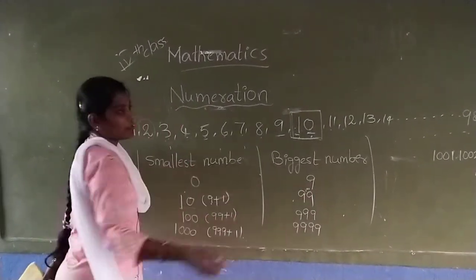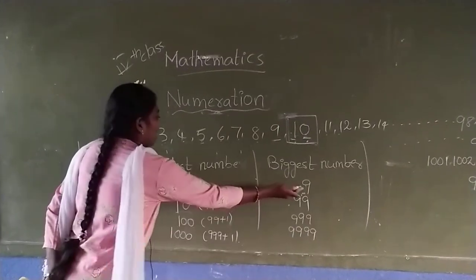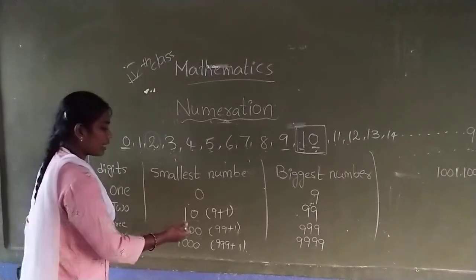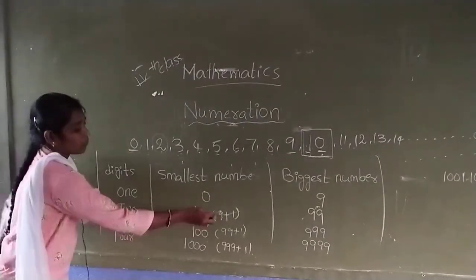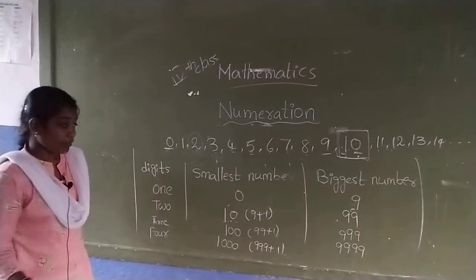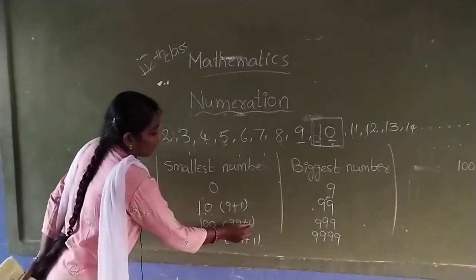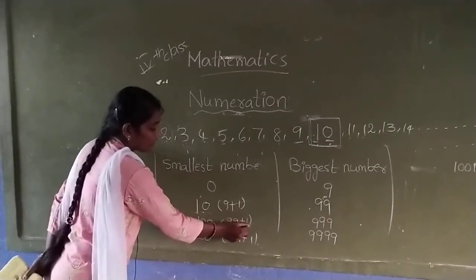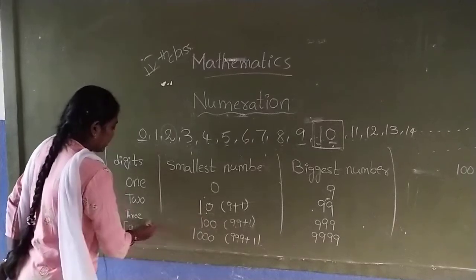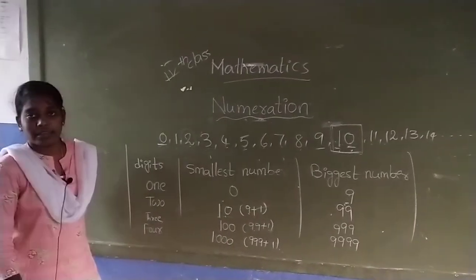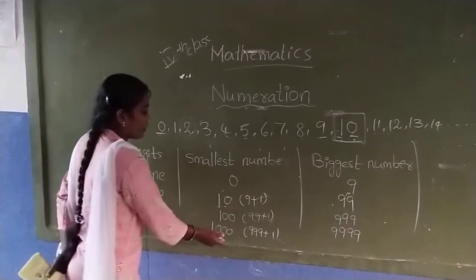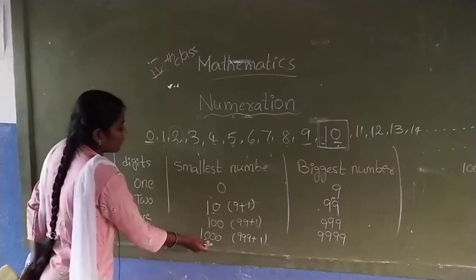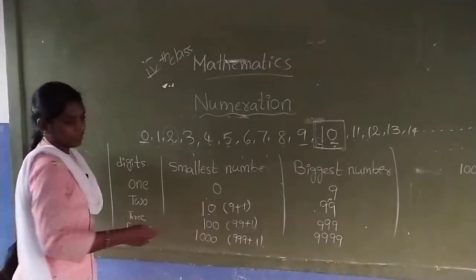The 1 digit greatest number is 9. If we are adding 1 to this 1 digit greatest number, then we will get the 2 digit smallest number, that is 10. In the same way, if we are adding 1 to the 2 digit greatest number, that is 99 plus 1, then we will get the 3 digit smallest number, that is 100. In the same way, if we are adding 1 to 999, then we will get the 4 digit smallest number, 1000.